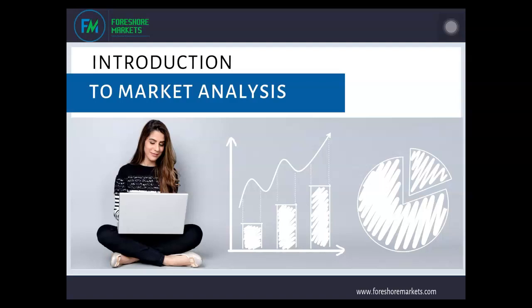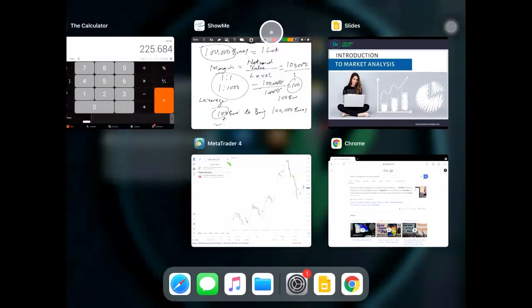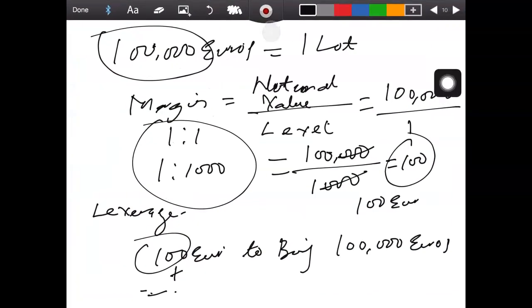As much as possible, I'm going to simplify this. Market analysis is so wide, but I'm going to give you what is most important and what is most needed as a beginner, and then as you grow to experience level, you can build up and add other things to this basic foundation you're going to get. Okay, so let's go to the whiteboard.